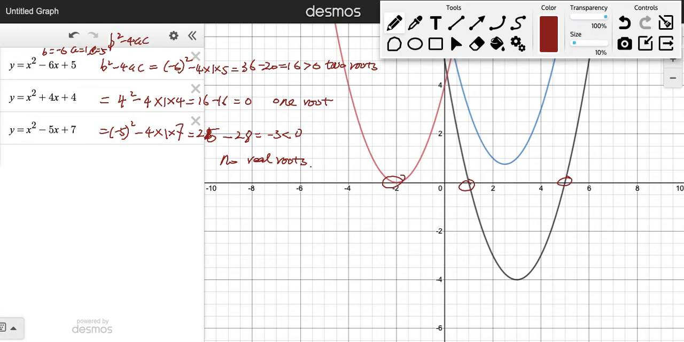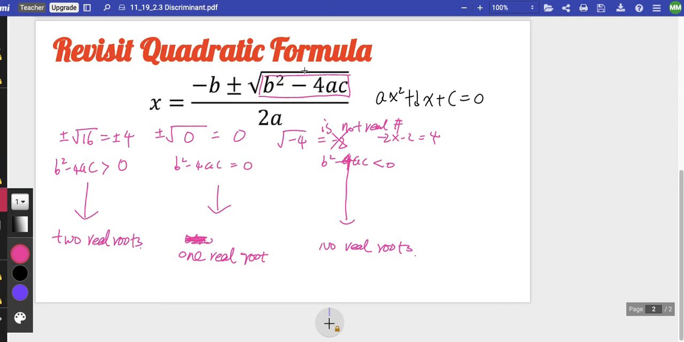And one thing I just want to remind you is, the whole part here, this is what we do. We only use b squared minus 4ac to determine how many solutions. That's why this part is called the discriminant. This is actually back to our title. The discriminant is the whole value of b squared minus 4ac. We can use that to easily tell us how many roots we have.